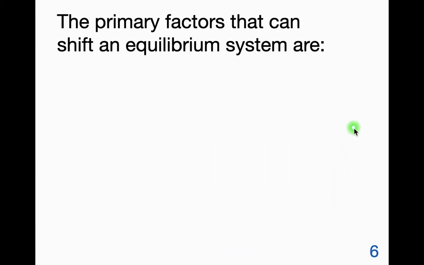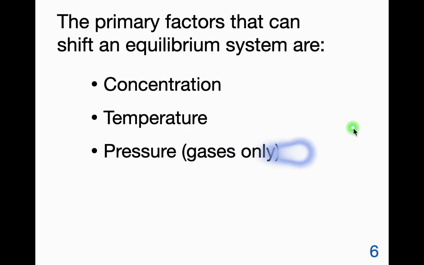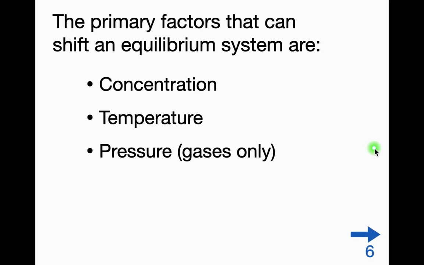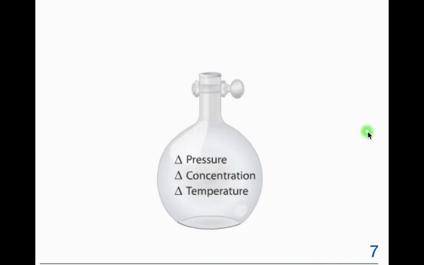The primary factors that can shift an equilibrium system are concentration, temperature, and pressure. Now, pressure is for gases only. Pressure does not affect liquids or solids or aqueous solutions. Okay, here's a little introduction to this, and then we'll look at some examples.